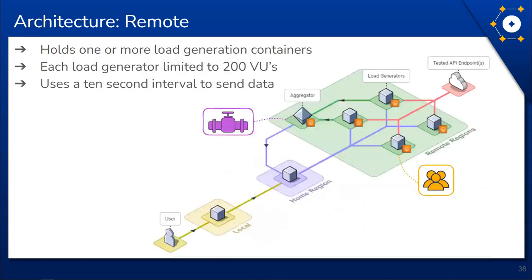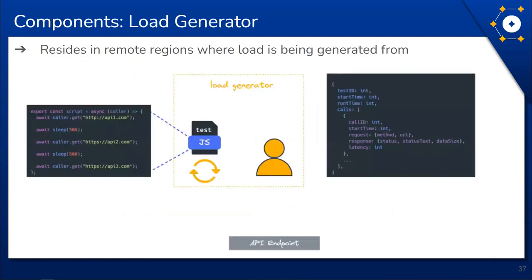Each remote region hosts some number of load generation containers, depending on the desired number of VUs. Each load generator is limited to 200 VUs to provide flexibility for test scripts. The load generators retrieve the test script and configuration from the home region. The load generator fulfills Constellation's needs to simulate VUs that repeatedly execute the user-defined script, generating requests and passing the resulting metrics to the data aggregation container.